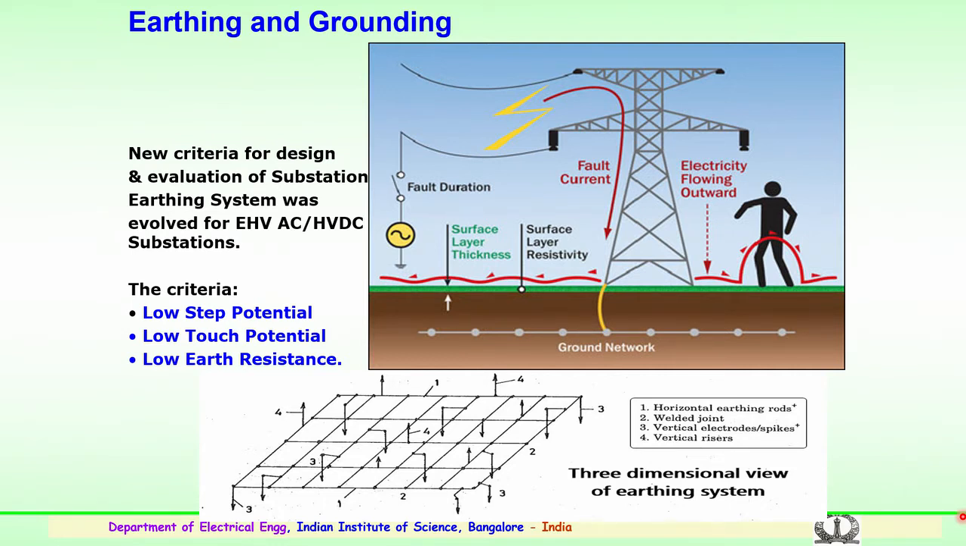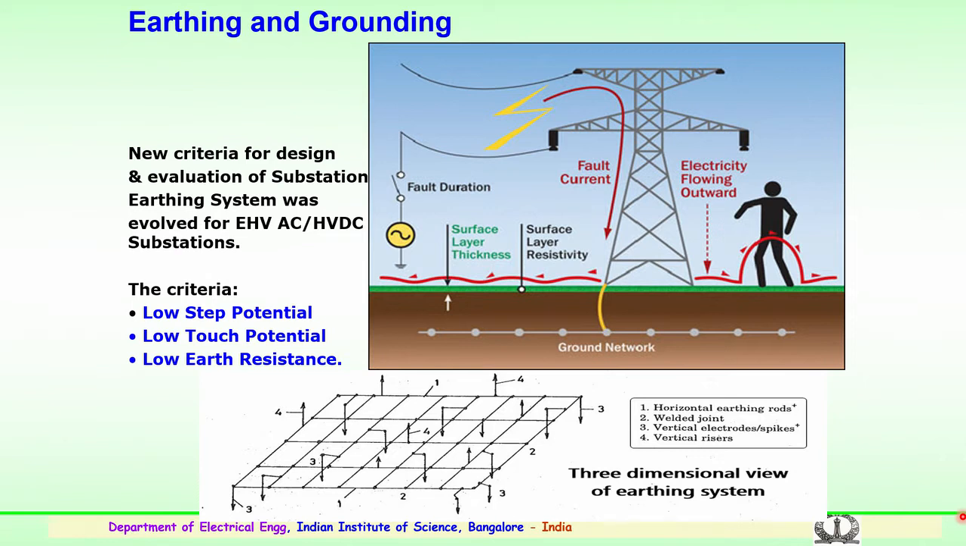We will look into the earthing and grounding aspects. Again, earthing and grounding are very important in the substation. This could be because of the potential rise, because of several aspects. So, a proper design of the grounding or earthing system in EHV, that is extra high voltage AC, or HVDC substations, is essential for safety and proper equipment protection. So, very important is the earthing or grounding.